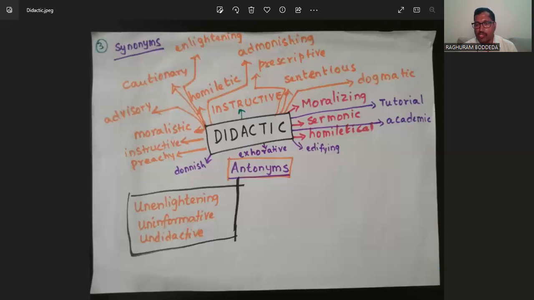Of course, antonyms are like, we are using the prefix, like undidactic or unenlightening. And this kind of antonyms are there, and you may use a negative tone for that particular meaning. So you can use it for this one. Okay. So see some examples now.